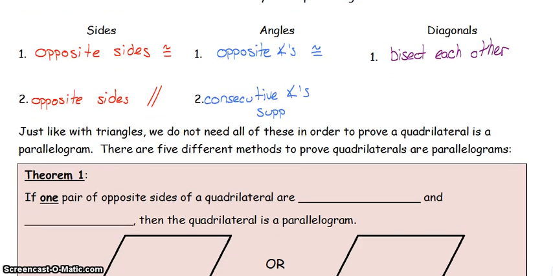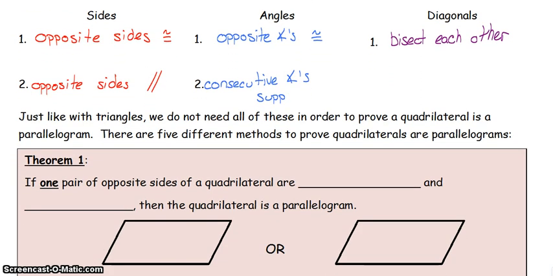The nice thing is, just like with triangles, we didn't need all of the parts to prove that triangles were congruent. We don't need all 5 of these to prove that a quadrilateral is a parallelogram.